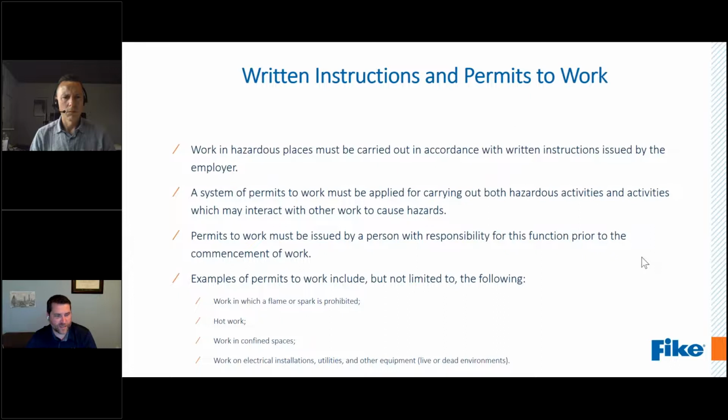Some examples are work in areas where a flame or spark is prohibited. So that's those hazardous locations where you can't bring in something that's going to generate a spark, including electrical equipment. Anything that goes in there has to be rated for that location. The hot work we talked about earlier, welding, things like that. You need a hot work program to do any of that in those rated locations. You may have confined spaces, so you need permits for confined spaces. Working on electrical installations, whether they're live or dead, should have permits related to that.